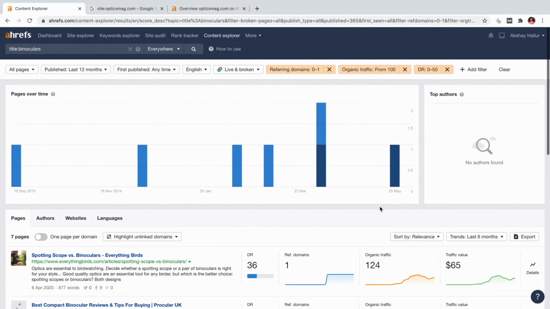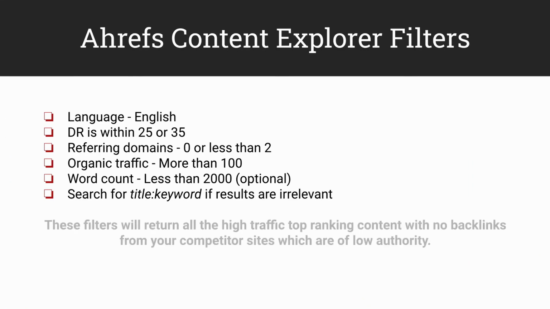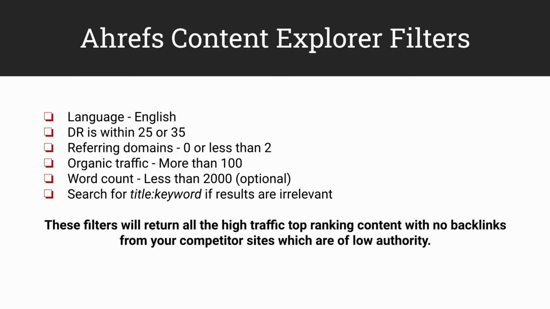That is optional, because even if an article is ranking with less than 2000 word count, normally if you publish articles around 2500 or 3000 words, then you can easily outrank. And again, it depends upon the quality of the content and the nature of the keyword, so that is totally optional. And you can search for title : keyword if results are irrelevant. These filters will return all the high traffic, top ranking content with no backlinks from your competitor sites which are of low authority. If they can do it, you too can.